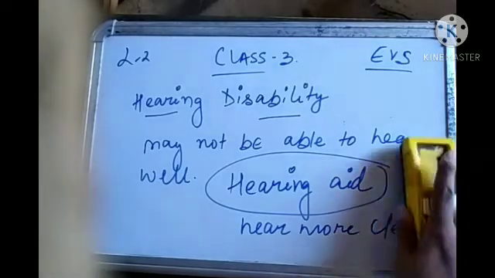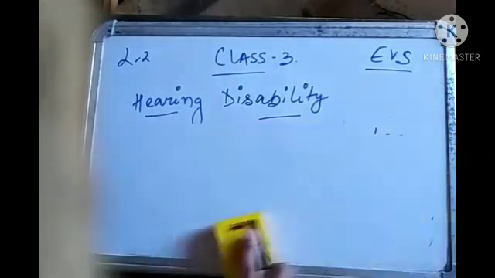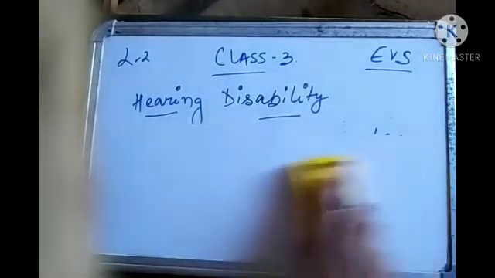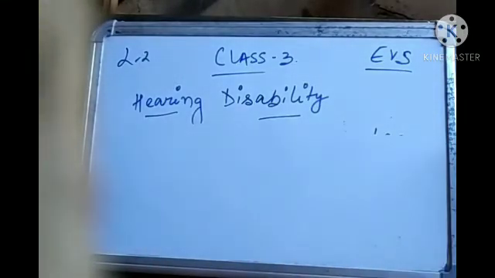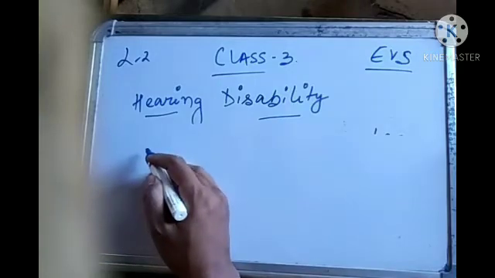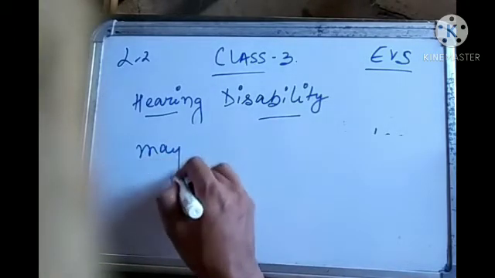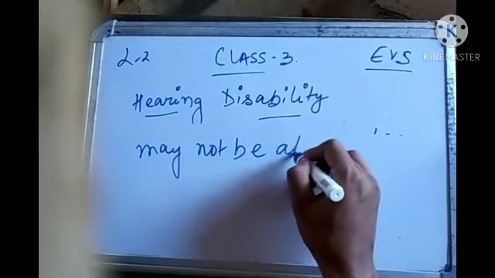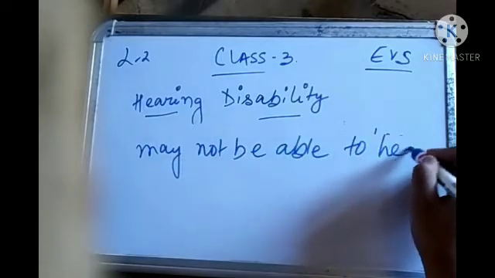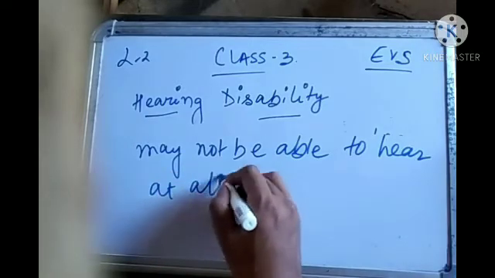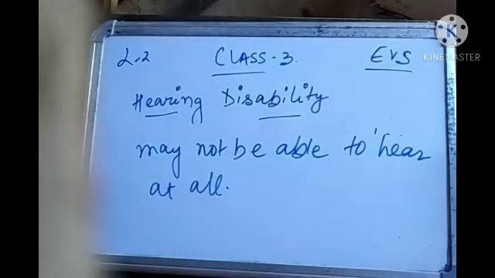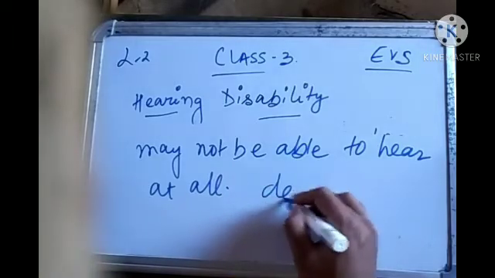So the major point we are going to discuss under this topic is about people who may not be able to hear at all. Most of the time, people who are born without the ability to hear may not be able to speak also. So they are said to be deaf mute.